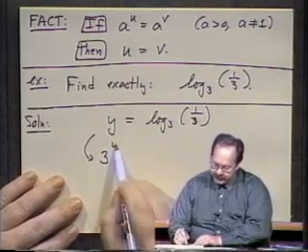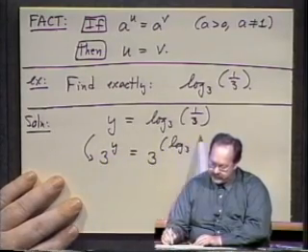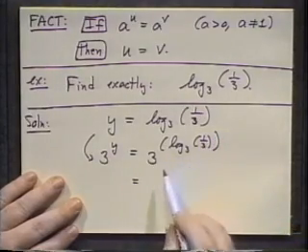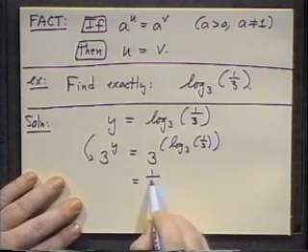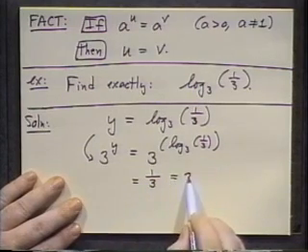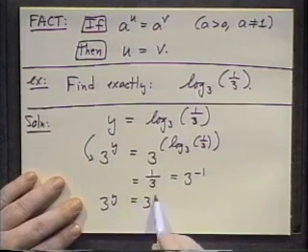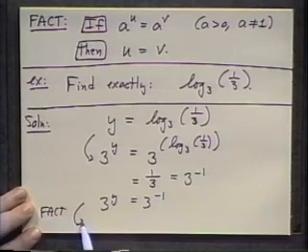So this will now be 3 to the y, and 3 to the log base 3 of 1/3. Well, by design, exponentiation and log with the same base leaves me with whatever the x is, which is 1/3. Of course, 1/3 can be written as 3 to the minus 1. So what I have now is 3 to the y equals 3 to the minus 1, and by the fact above, that means y is equal to minus 1.